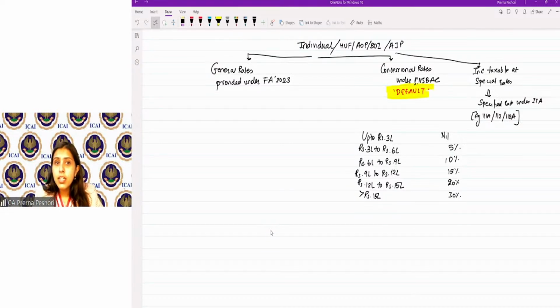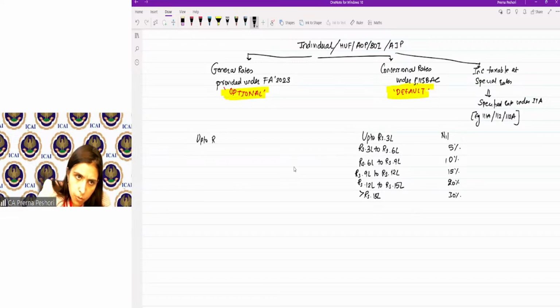So under the general regime, this is optional. General regime is optional. And what are the tax rates under general regime? Same. Up to rupees 2.5 lakh nil. Here you are getting up to rupees 3 lakh as nil.